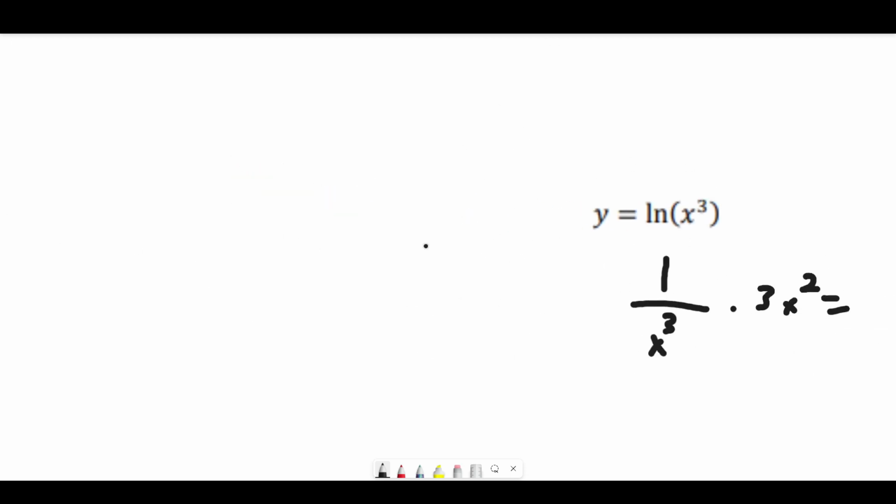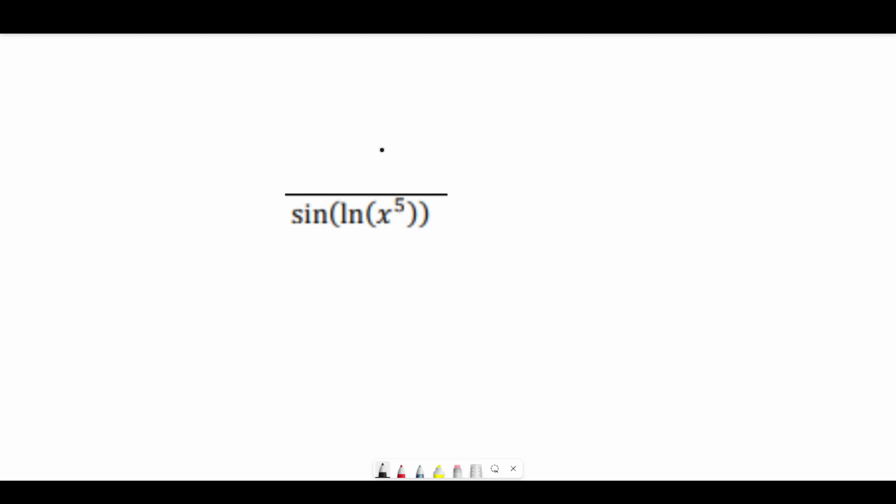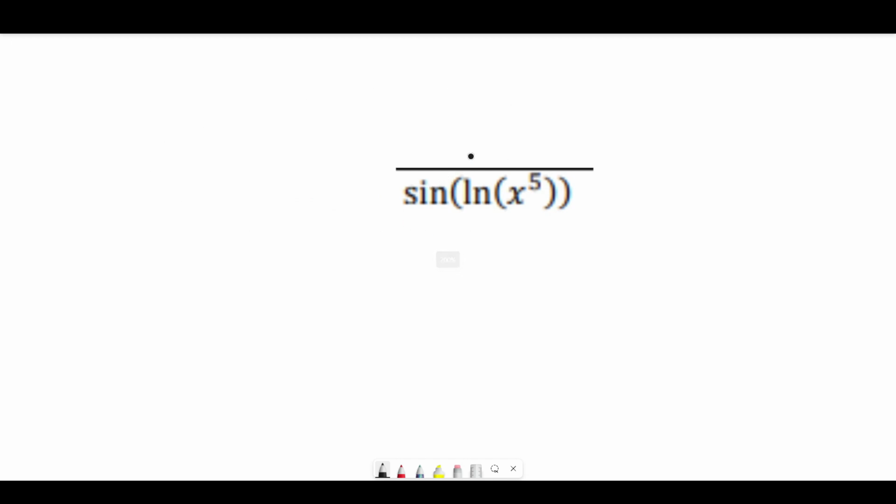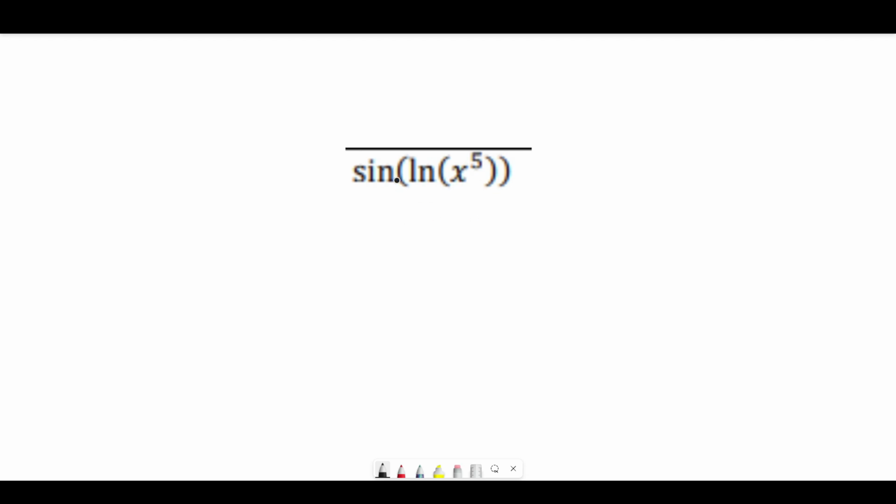So go on to our next question. This is where it gets a little bit more tricky maybe for you. You might have to use the chain rule multiple times. In this case, you're going to have to. So our outer function is sine, so we're going to take the derivative of that and keep everything the same on the inside. So this is just going to be cosine of ln x to the fifth.